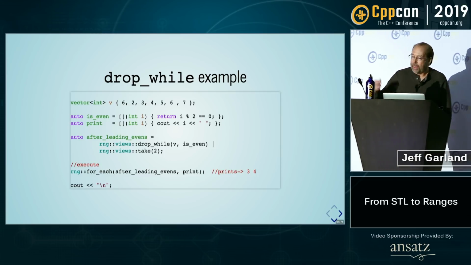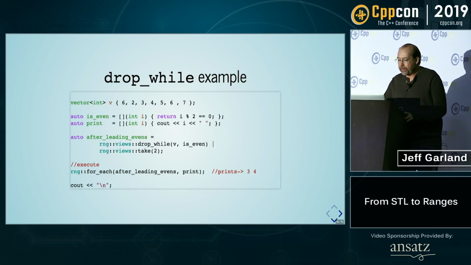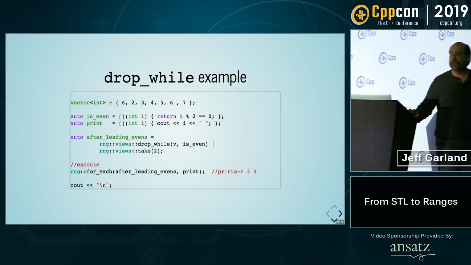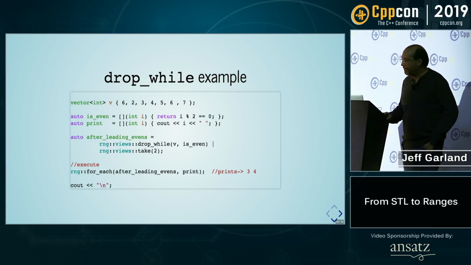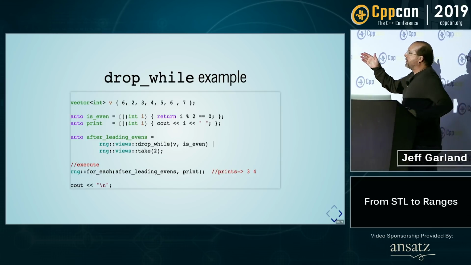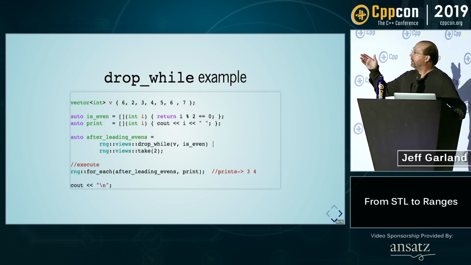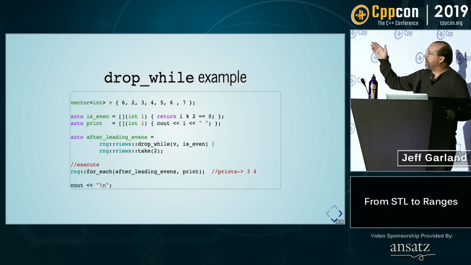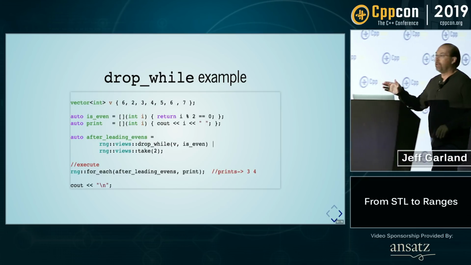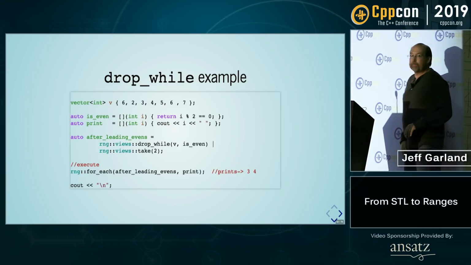Okay, and this time I'm using the for each algorithm to print out 3 and 4. Anybody know why it's just 3 and 4? That's because drop while is going to just drop until the condition becomes false, right? So it's going to drop the 6 and the 2 because they're even, and then it's going to take 2 more, and you'll get 3 and 4 out of that.